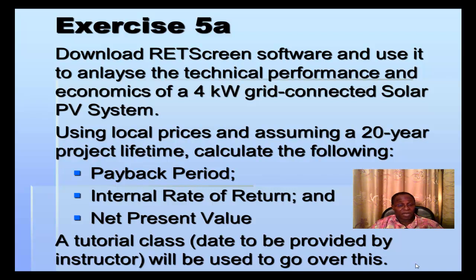You can download the latest version of the software, and then using your local prices, whichever country you are in, prices for PV, cost for feasibility studies, installation, anything that requires costing, use your local cost, and assume a 20-year project lifetime for this 4 kilowatt grid connected system. And with that, then calculate the payback period, the internal rate of return, and net present value. We will have a tutorial class on this in the next class, and we will discuss what your initial findings are.